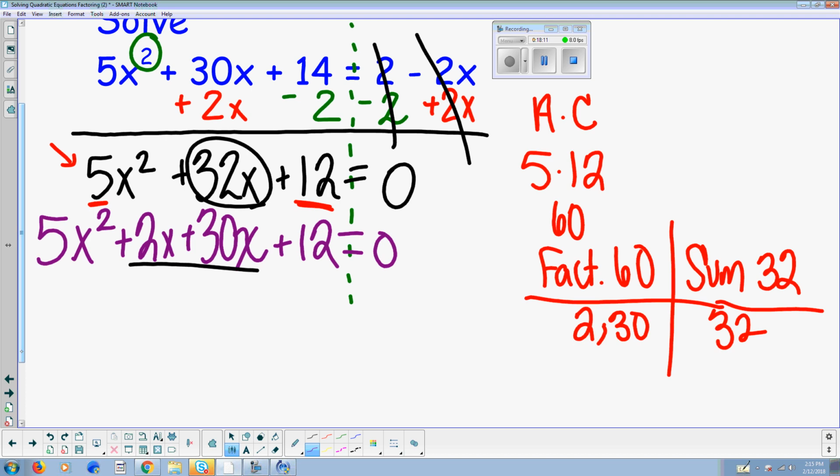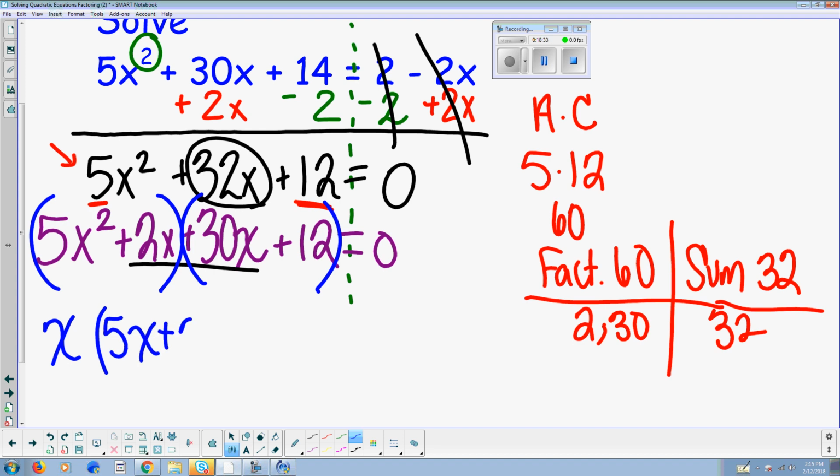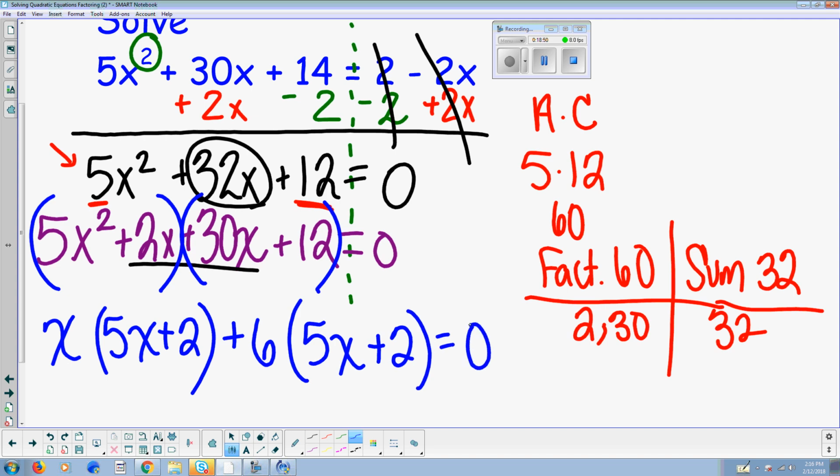Now, once you write it as a polynomial of 4 terms, you're going to group the first 2 together and group the last 2 together. And what we're going to do to factor this is look for a GCF in each group. So in the first group, 5 and 2 don't have a common factor, but both terms contain x, so I can factor out x, leaving me with 5x plus 2. In the second group, 30 and 12 have a common factor of 6. 6 is in common. 30 divided by 6 leaves me with 5x. 12 divided by 6 is 2. And that's all set equal to 0.